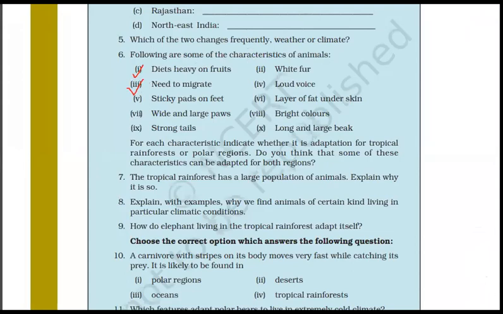I'll just write it down, T and P, okay? Tropical, polar. Sticky pads on feet. Tropical rainforest, yes. Wide and large paws. Polar, so that they don't sink in ice. Polar, very good. Strong tails. Yes, very good. Tropical. Monkeys. Okay. Tropical, very good. Then white fur. Polar, very good.